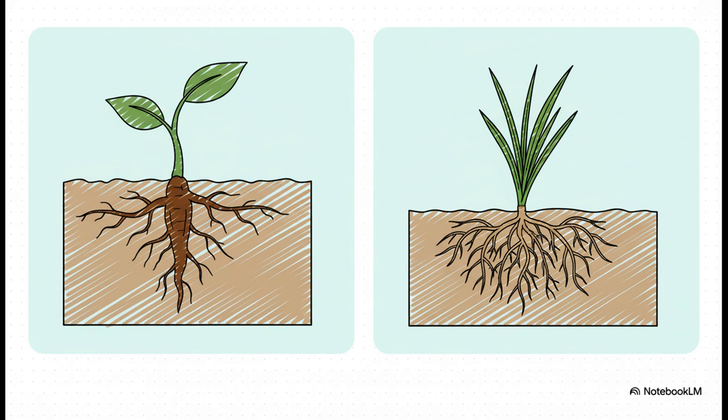Now, let's dig a little deeper, literally. For our third clue, we look at the roots. And here, too, there are two main types. The taproot system has one main thick boss root with smaller roots coming off the sides. But the fibrous root system, it's just like a big bunch of thin hair, all tangled up at the bottom.